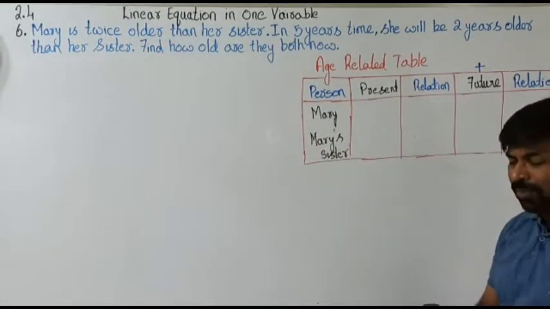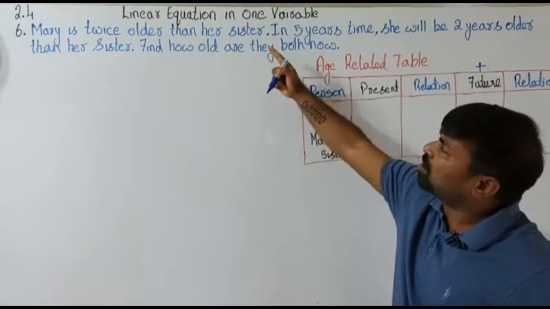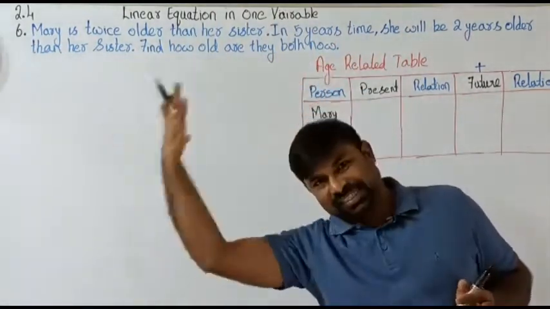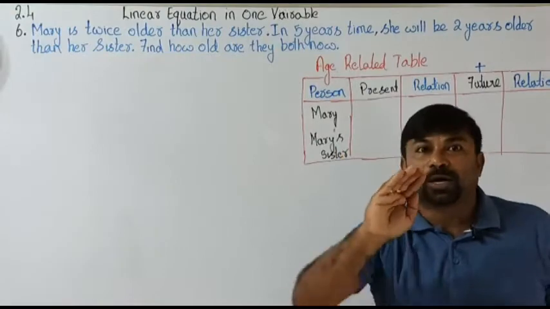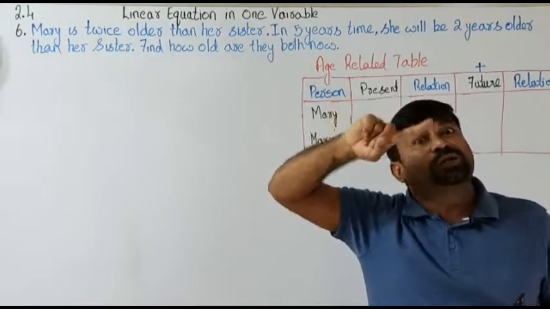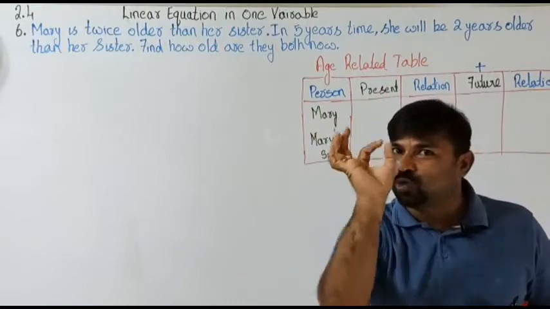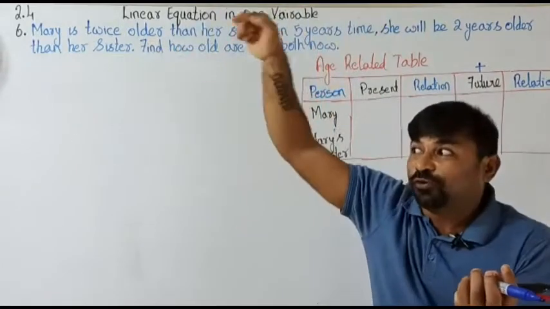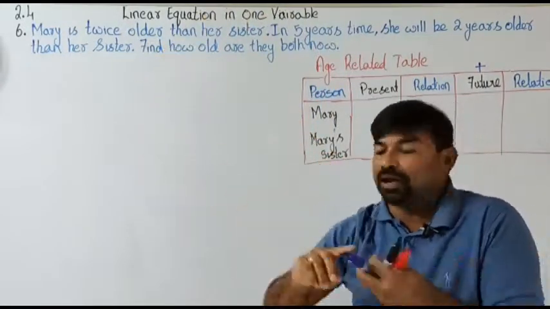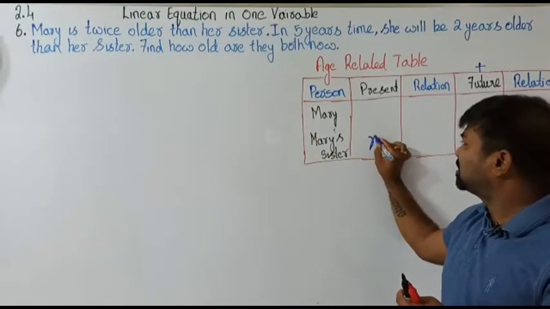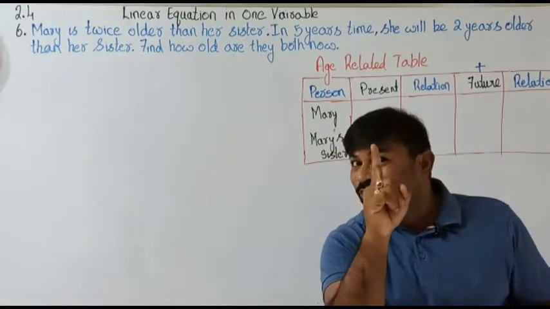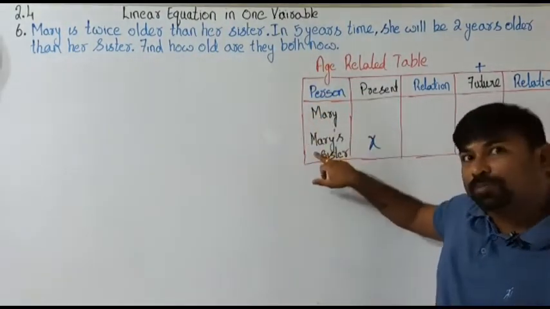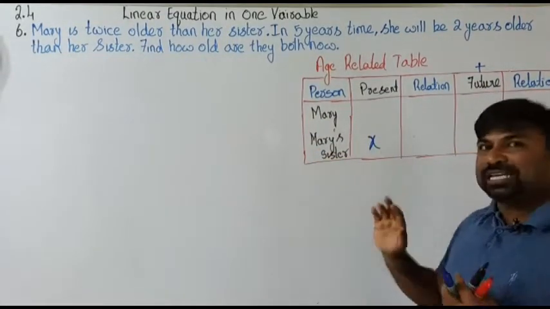Alright, let me deal with the sum now. So what he says: Mary is twice older than her sister. Please remember, Mary's age is compared to Mary's sister. That's very important. To which it is compared, first you take that as x. That's the clue logic I am taking. Mary's age is compared to Mary's sister's age. Therefore, take the sister's age as the variable. Mary's sister's age, I call it x.